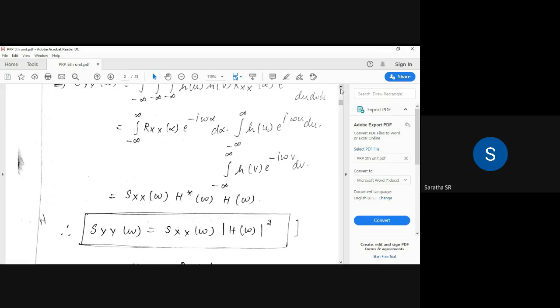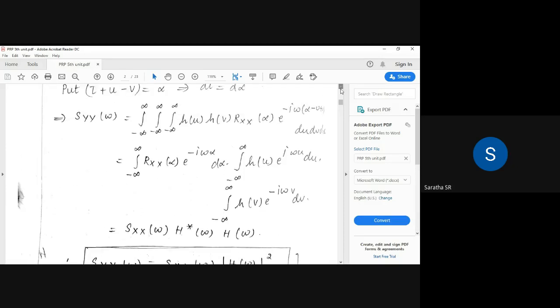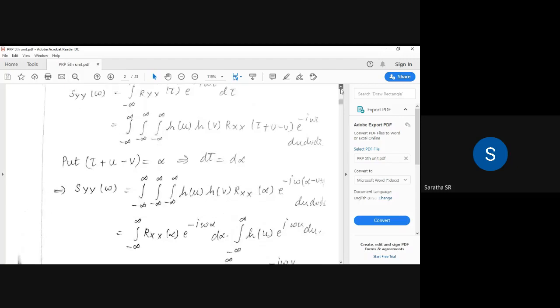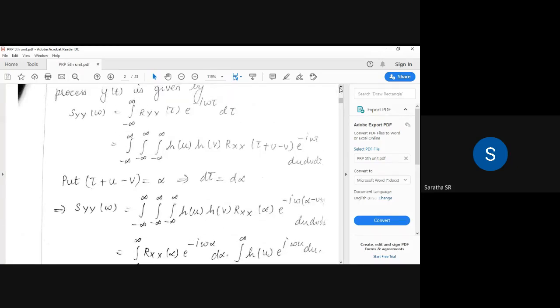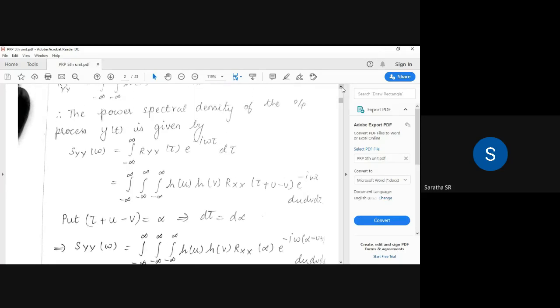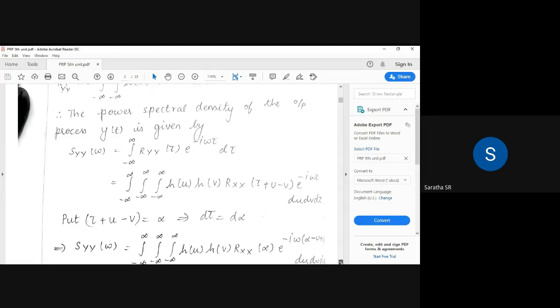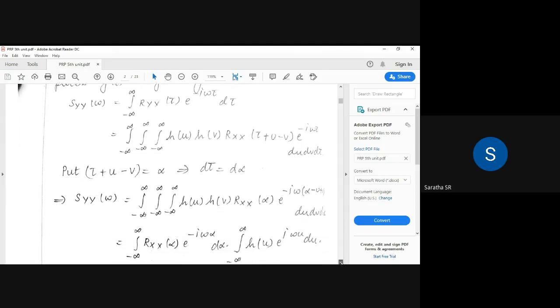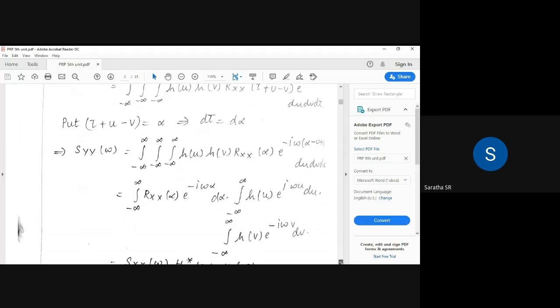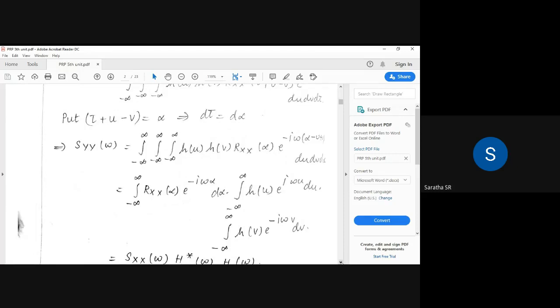If you have any doubt in this theorem, please ask. Sometimes they ask this theorem, that's why I explain it now. Please study this theorem also. I will explain the Wiener-Khinchin theorem also. Suppose they ask, you have to understand the theorem, then only you can write it.